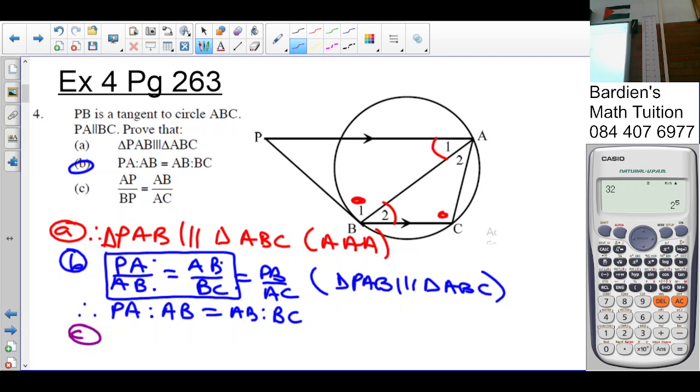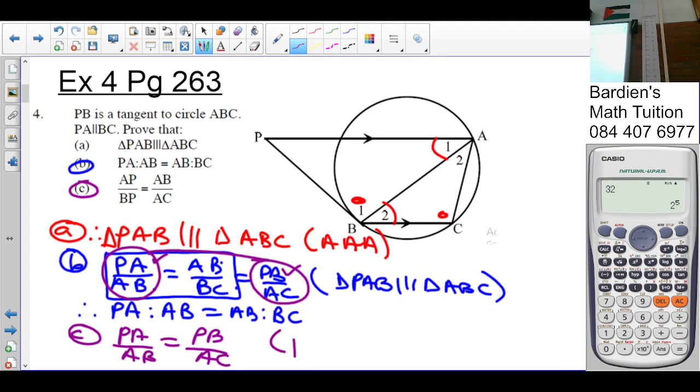Let's go with C. AP is AP. BP. So there you have two ratios. Can you see that, people? So we're going to say here that PA over AB is equal to PB over AC. Why? Sides are in proportion. Okay, sides in proportion.